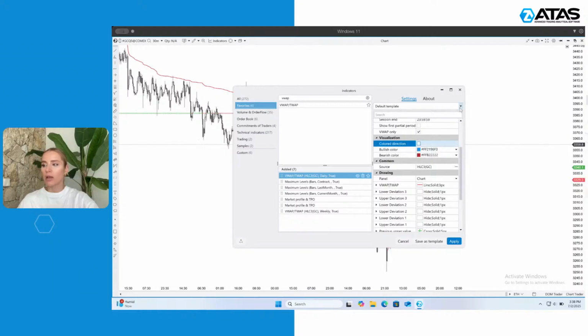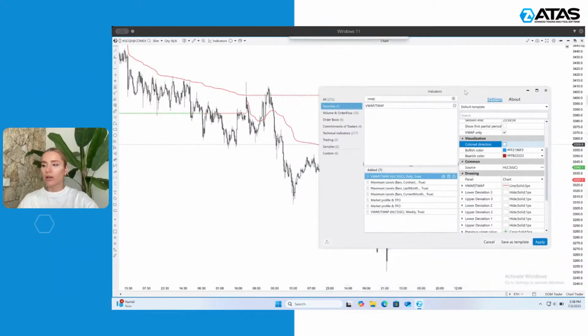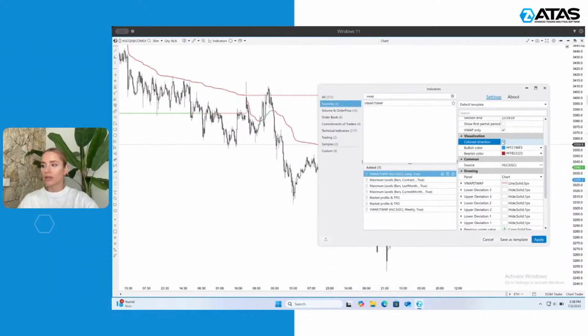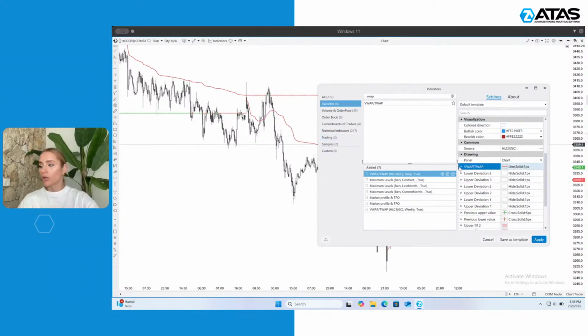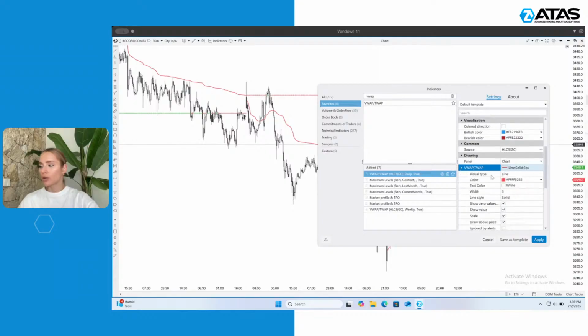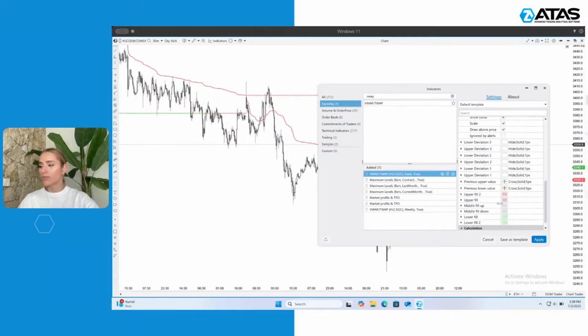So I want my VWAP to be one color. All the lines, if you want, you can select the color direction, and then the line of the VWAP is going to be changing the color every time that the price crosses as higher or lower. Now, we can also adjust the panel and the visual type on how it's represented, okay? And upper fills and so on.